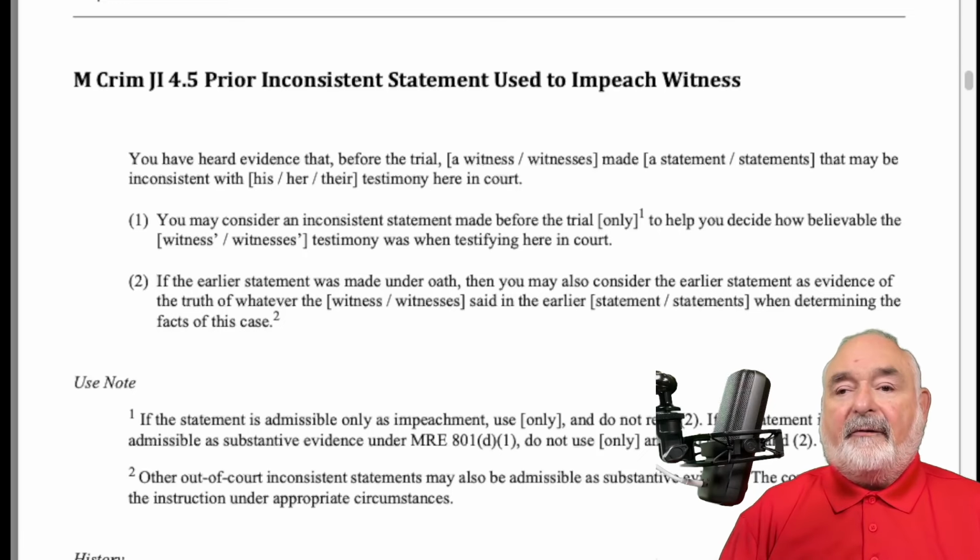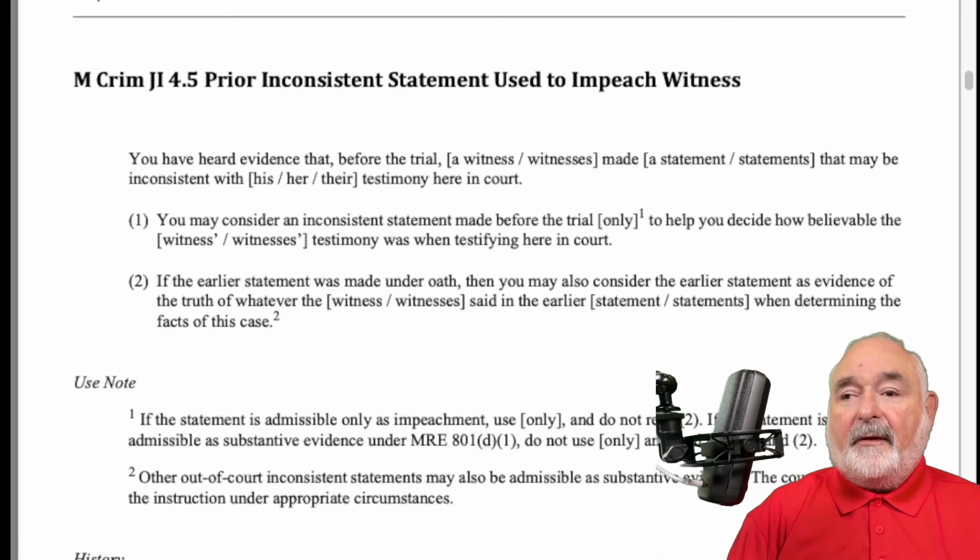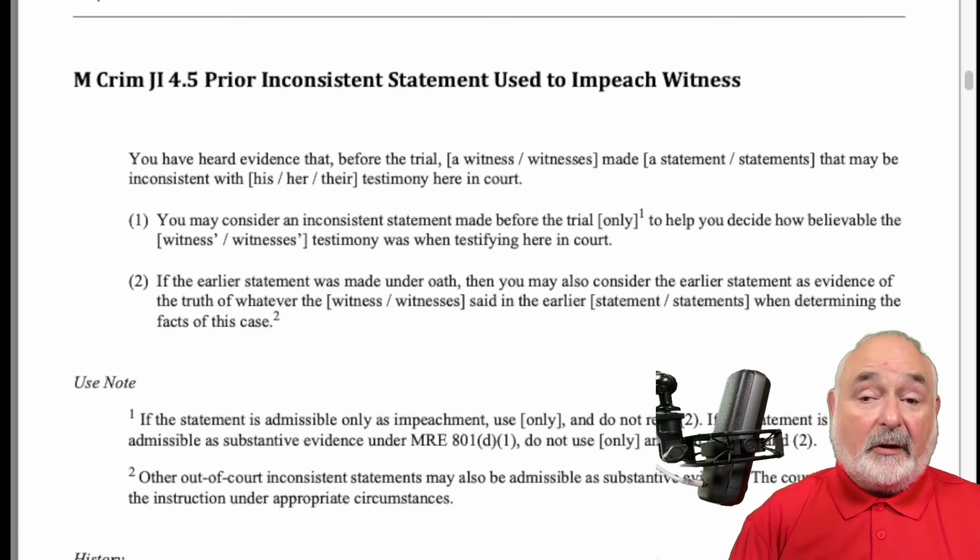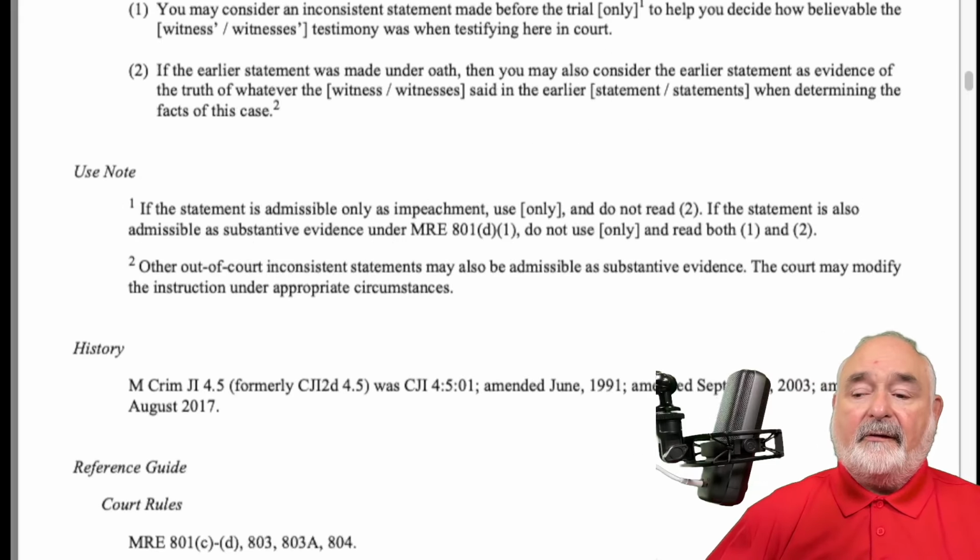You have heard evidence that before a trial, the witnesses made a statement that may be inconsistent with their testimony here in court. You can consider an inconsistent statement made before the trial to help you decide how believable the witness's testimony was when testifying here in court. If the earlier statement was made under oath, then you may also consider the earlier statement as evidence of the truth of whatever the witness has said in the earlier statement when determining the facts of this case. So again, fairly interesting in terms of how they use the prior inconsistent statement.